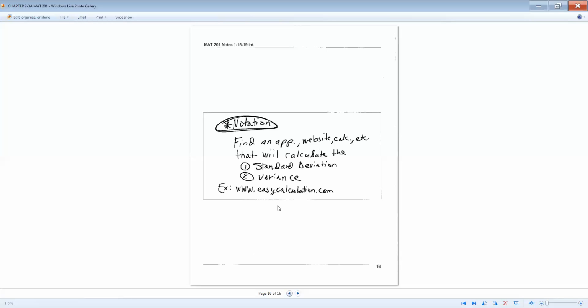You can use any app, website, or calculator to calculate the standard deviation and variance. All right. Let me know if you have any questions.